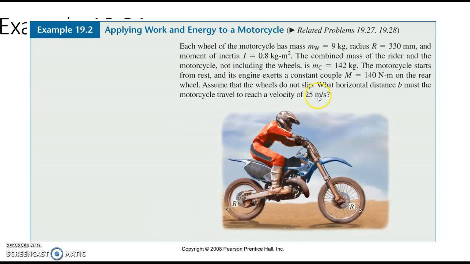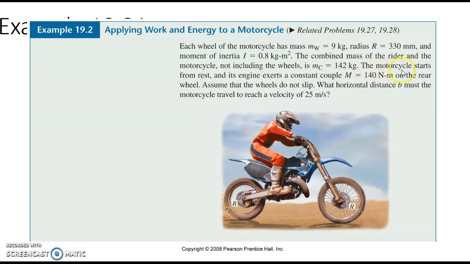Alright, so in this example we have a motorcycle, and each wheel of the motorcycle has a mass of 9 kilograms. You're given the radius. You're also given the moment of inertia, and typically when you're not given a particular axis, if they say the moment of inertia I is such and such, then you're talking about the moment of inertia about an axis through the centroid. You're also given the combined mass of the rider and the motorcycle, not including the wheels.